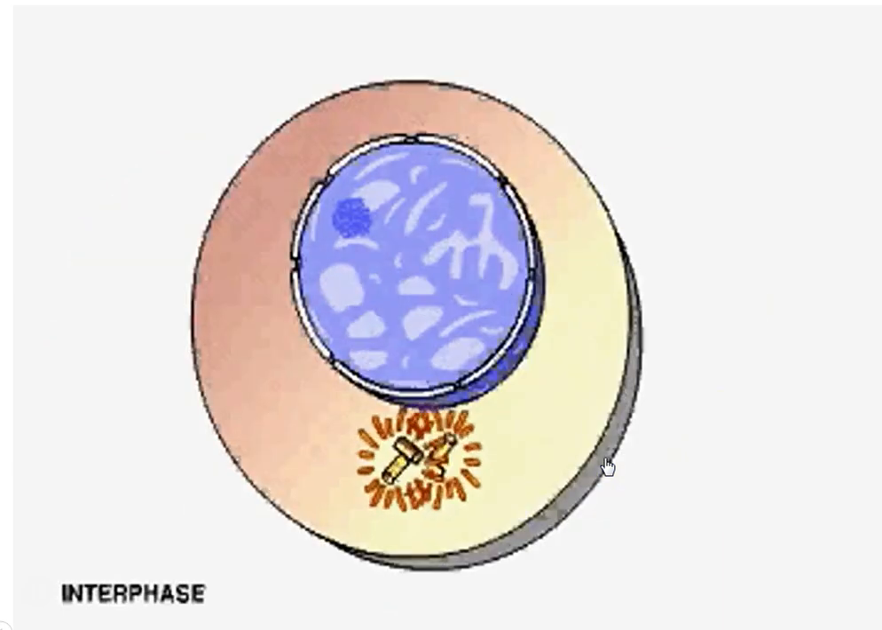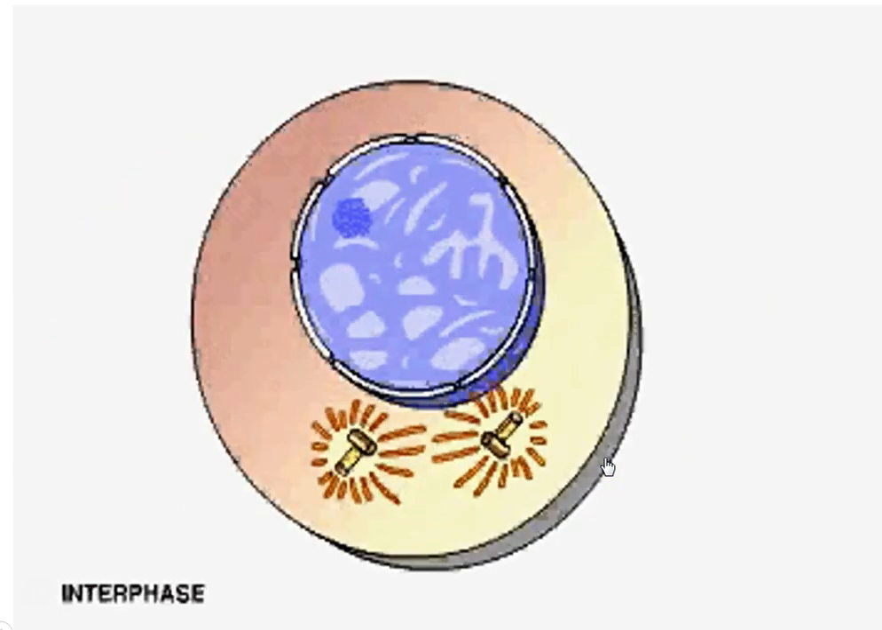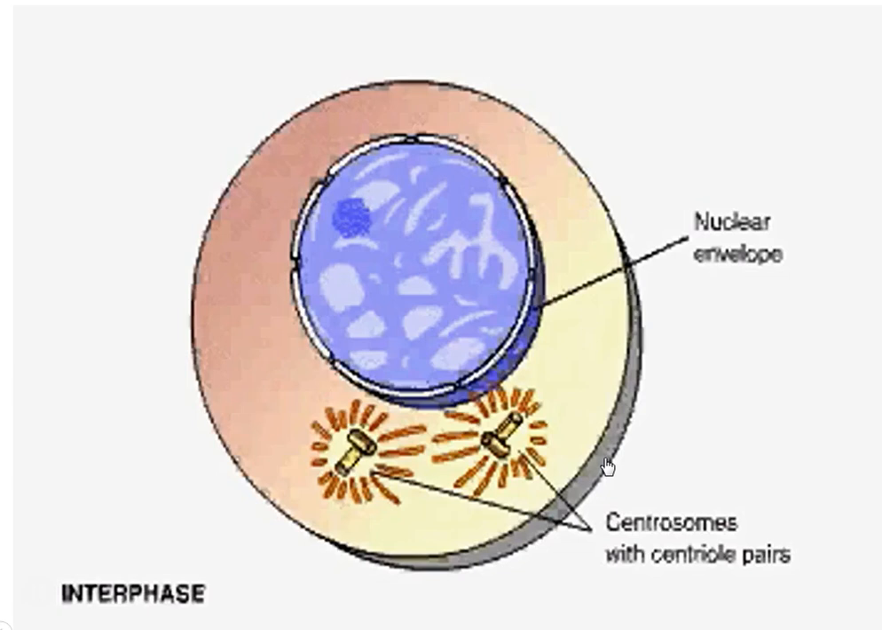The cytoplasm of a cell in late interphase contains two centrosomes, each of which may contain a pair of centrioles. In the nucleus, the chromosomes have been replicated during S phase, but are still dispersed in the form of chromatin. One or more nucleoli are present.